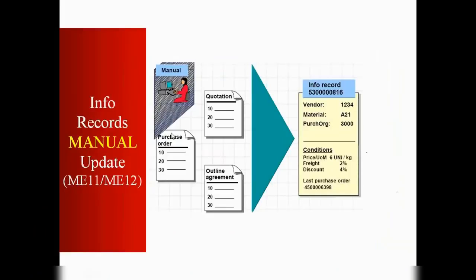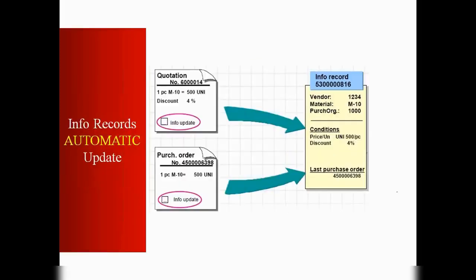Okay, so now we're talking about updating the PIR record. So time to time the vendor might be changing the price. Every year they might provide a different discount, or maybe every year they increase the price. So how do we update the PIR record? First thing is manually, like I just did now. Second thing is automatically. That means the PIR record can be updated automatically.